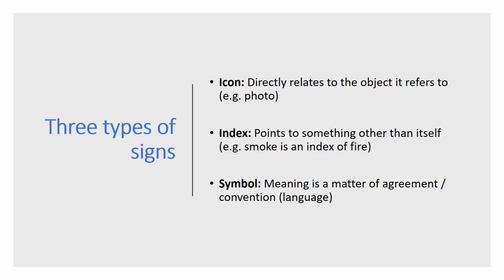The third type of sign is a symbol, where meaning is simply a matter of agreement or convention. So our friend from a couple of slides ago, David/Arn, depending on what context you're in, you'll either call him David or Arn, or maybe both. And we'll understand exactly who it is that we're talking about. So we have icons, index or indices is the plural, and symbols.